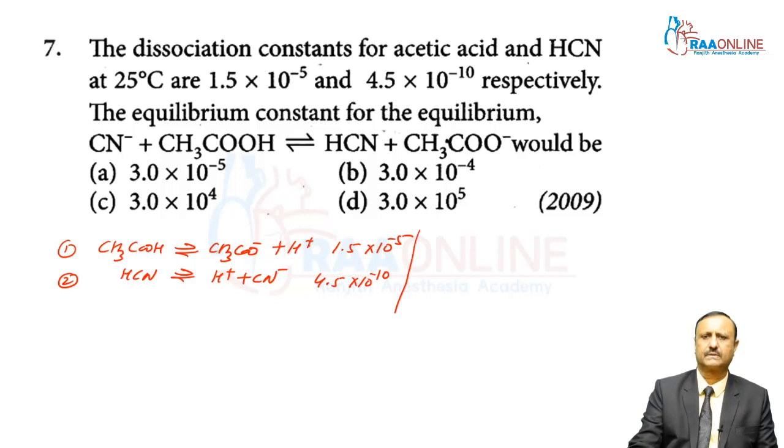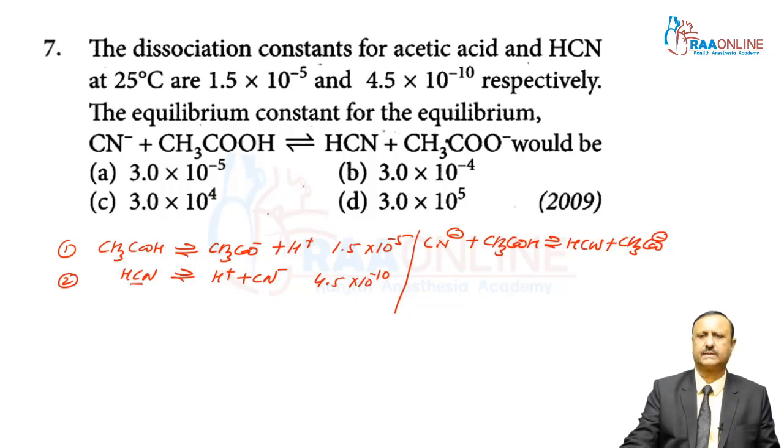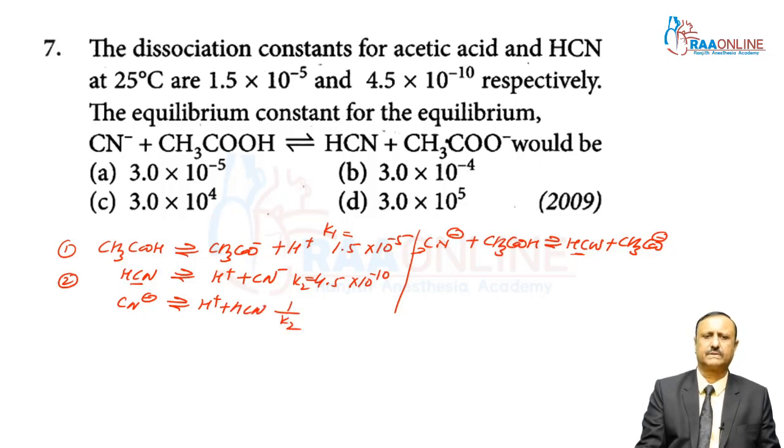Your targeted reaction is CN minus plus acetic acid to give HCN plus acetate ions. My dear students, HCN is present in the reactant in the one reaction, and in the product in the other. You can say this is K1 and this is K2. First, correlate this reaction with the target reaction, so you can reverse this one. On reversing, you get CN minus and H plus ions giving HCN, and this is 1 upon K2.